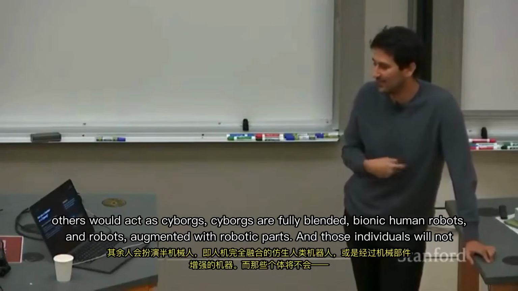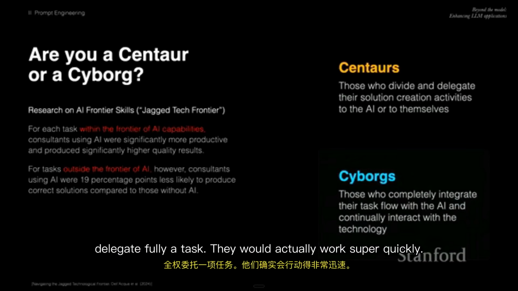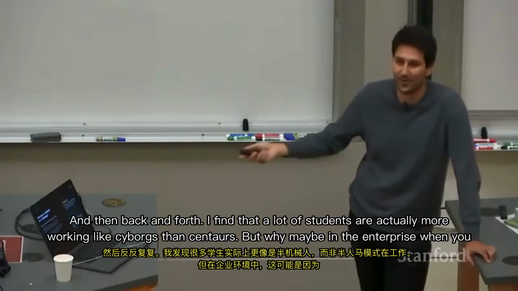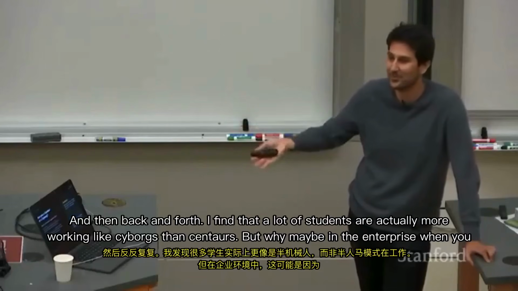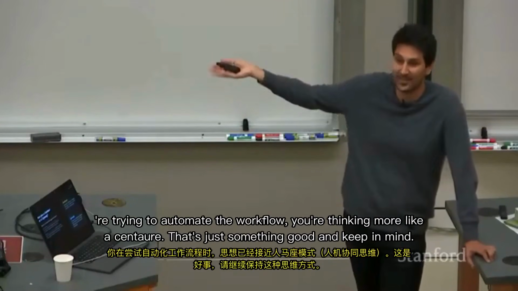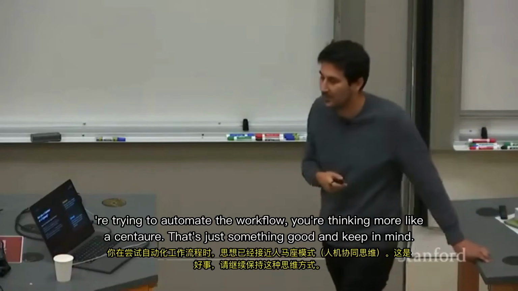Others would act as cyborgs. Cyborgs are fully blended, bionic humans, a human augmented with robotic parts. And those individuals would not delegate a task fully. They would actually work super quickly with the model, going back and forth. I find that a lot of students actually work more like cyborgs than centaurs. But maybe in the enterprise, when you're trying to automate a workflow, you're thinking more like a centaur. That's just something good to keep in mind.